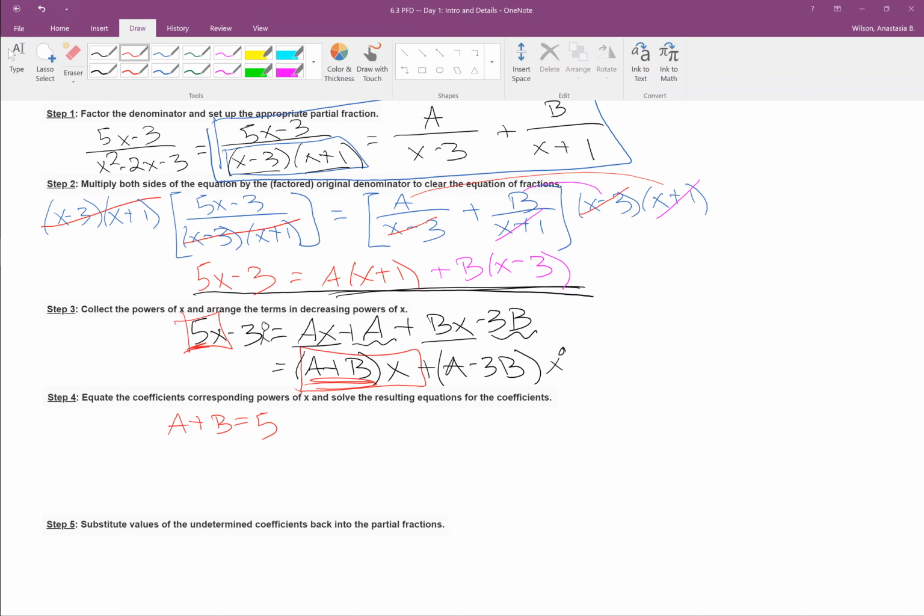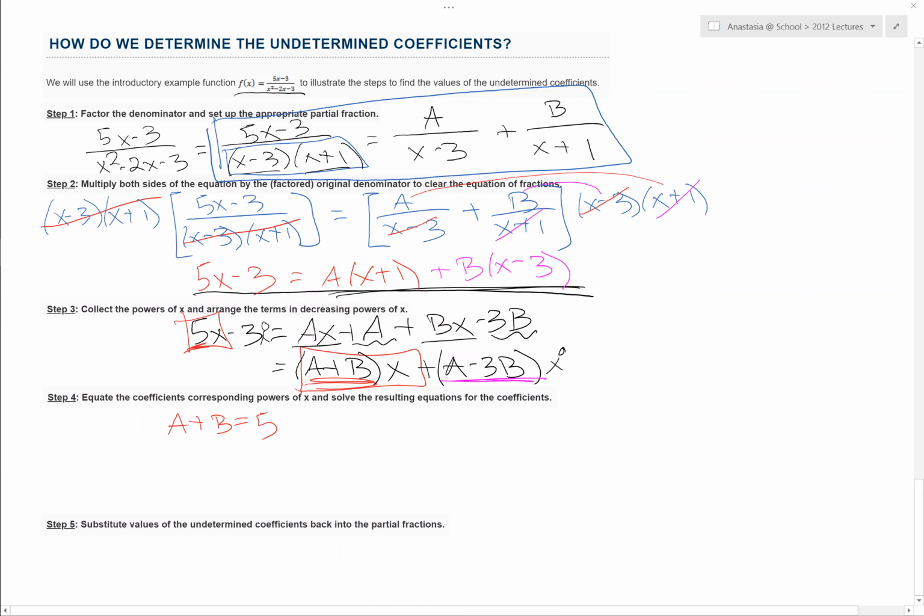But we also have an x to the 0 term on the right and an x to the 0 term on the left, so those two must be equal. So we have a minus 3b is equal to negative 3. Now we have a system of equations with two unknowns. We're trying to find a and b with two equations.